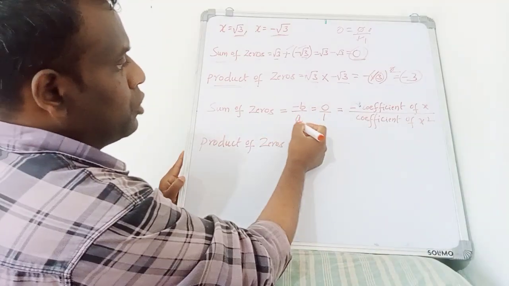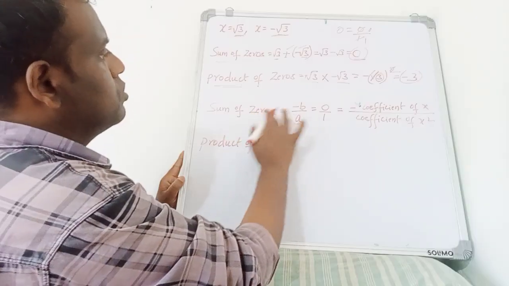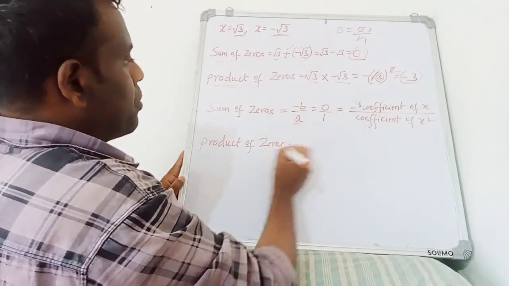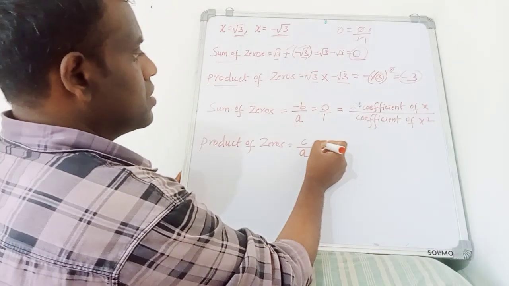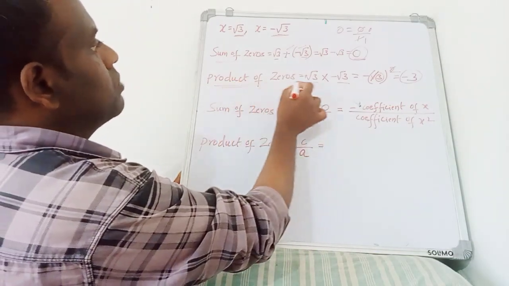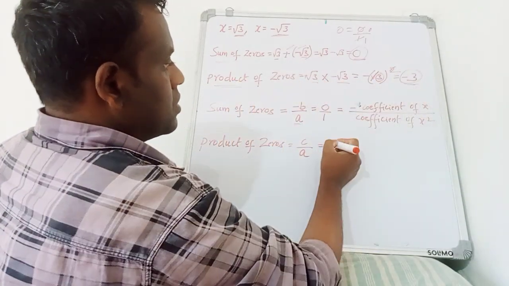Some people may have a doubt how we got this. This is the formula. Sum of zeros is equal to minus b by a. Now product of zeros is equal to c by a. Here you see the product of zeros, how much did you get? Minus 3.